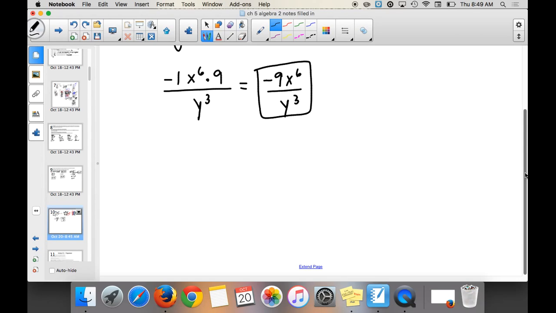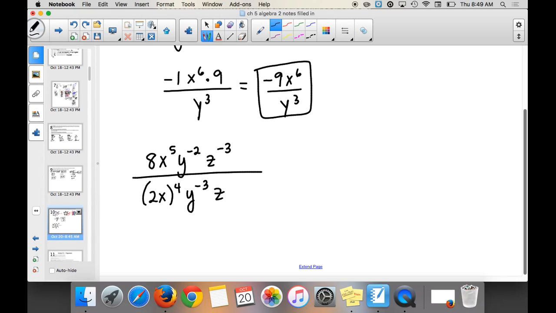All right, so let's do this. So let's say I have 8x to the 5th, y to the negative 2, z to the negative 3, all over 2x all raised to the 4th, y to the negative 3, z to the 16th, all raised to the negative 2. About as hard as I get, guys. If you can do this one, you can do any of them. So it's one step at a time. We do not panic. One little thing at a time. That's the first step. First step, panic.